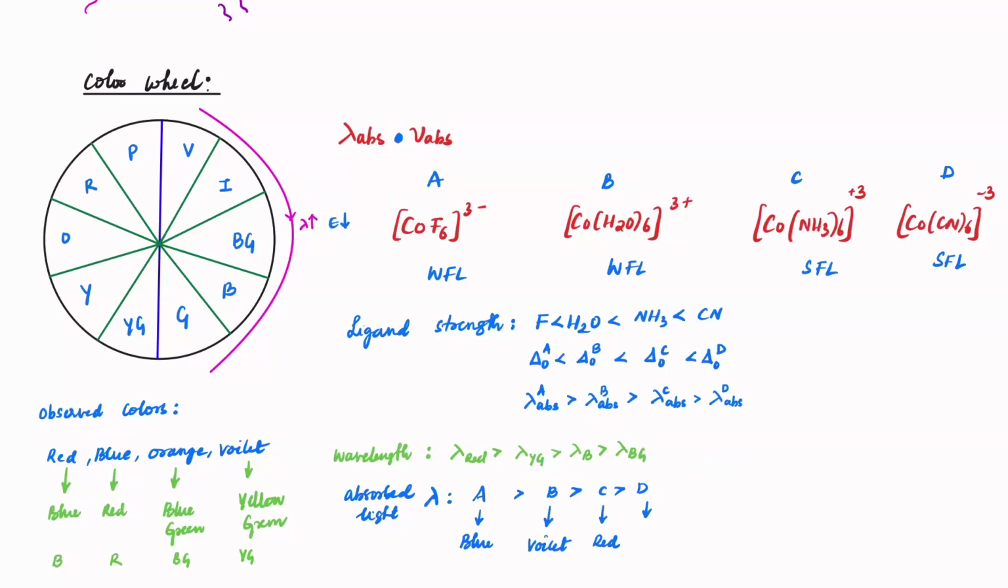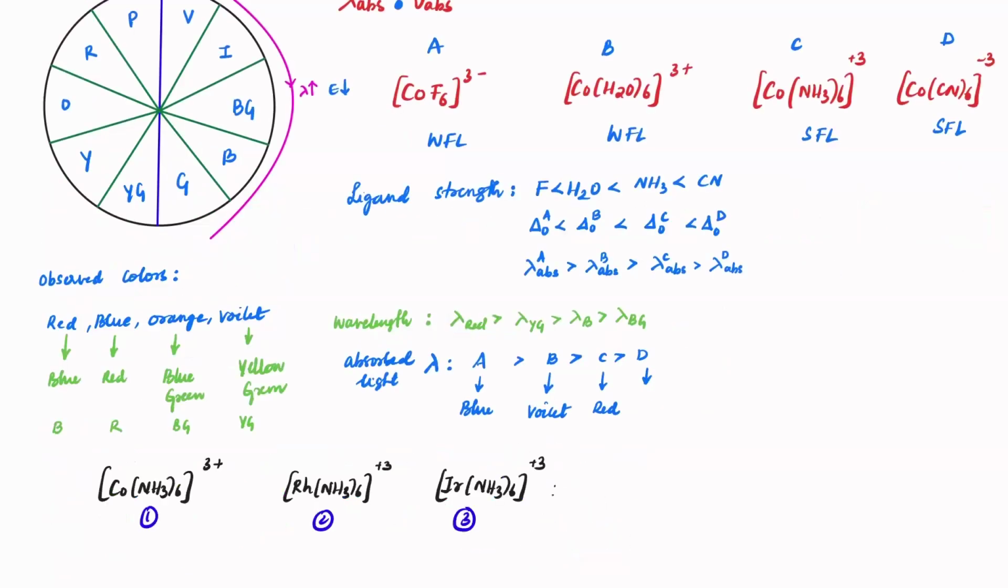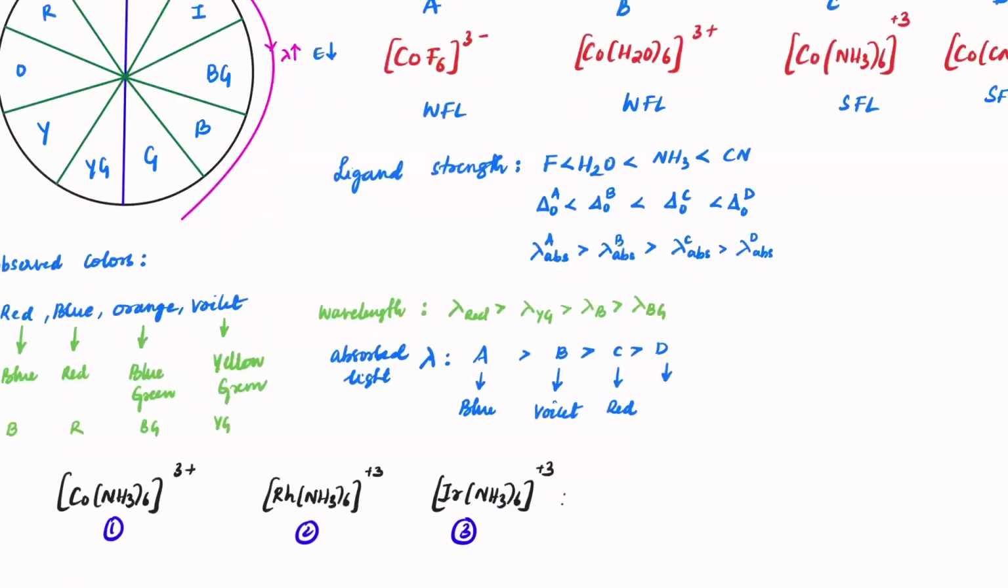Since red is the color which is absorbed, what is the complementary color which you are observing? Blue. So that means A is blue color. Similarly, B is YG, that means YG is the absorbed color. So what color will it appear? Violet color. C will appear red color and D will appear orange color. Right? So D is blue green, so blue green means it is orange color.